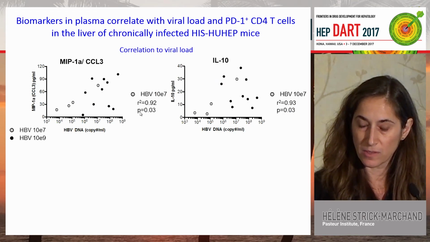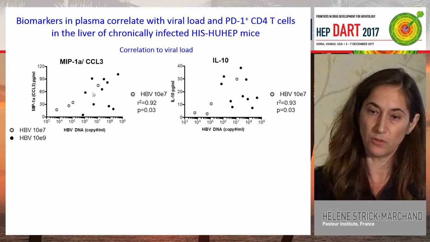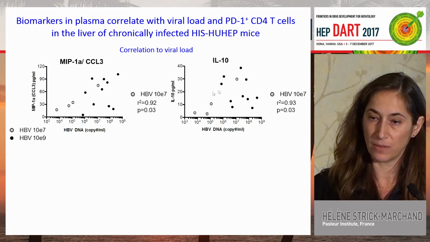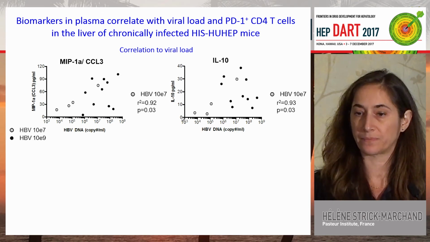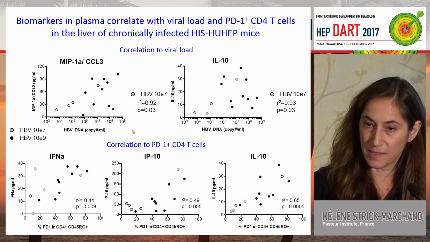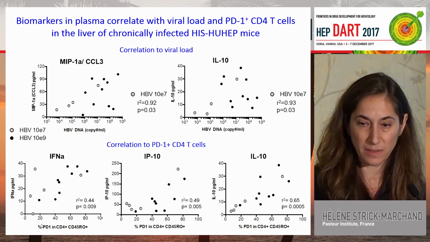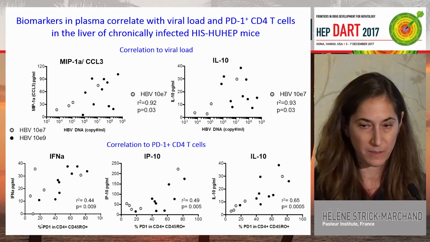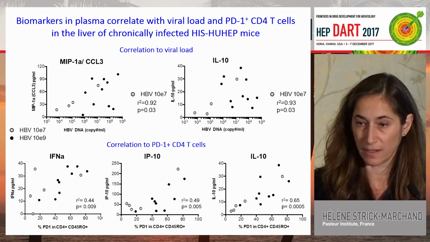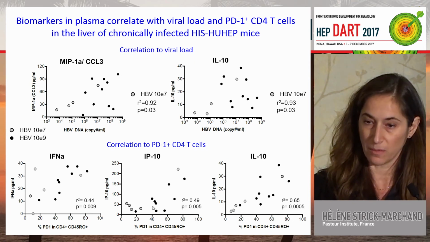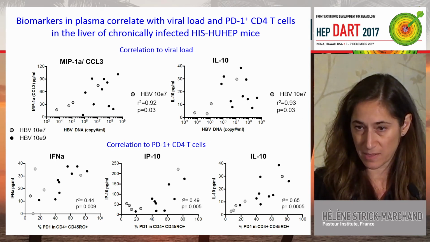And these biomarkers correlate to a certain extent with the viral load. So if you infect animals at a low dose, you see correlation with CCL3 and with IL-10, but you don't see this correlation when you infect animals with a high dose. Yet these biomarkers can correlate with the expression of PD-1 in the CD4 CD45RO liver-specific cells. So this is true for interferon alpha, for IP10, and for IL-10, indicating that the immune response in the liver can be tracked with these biomarkers in the plasma.